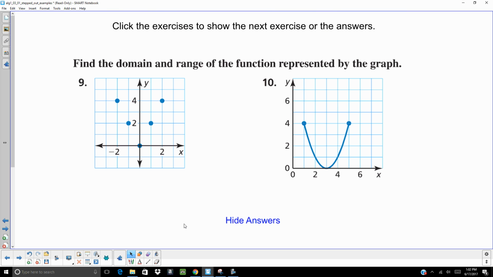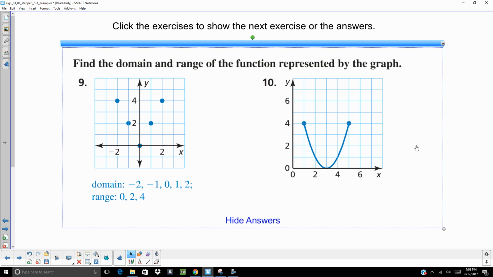Take a second, try these two on your own. Hit pause when you think you have the answer. Hit the play button and check your answers. My domain are my x values. So -2, -1, 0, 1, and 2. My range are my y values, 0, 2, and 4.